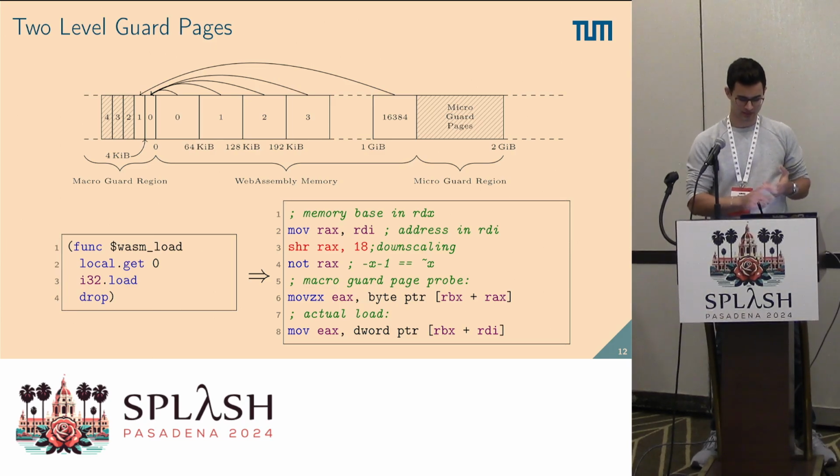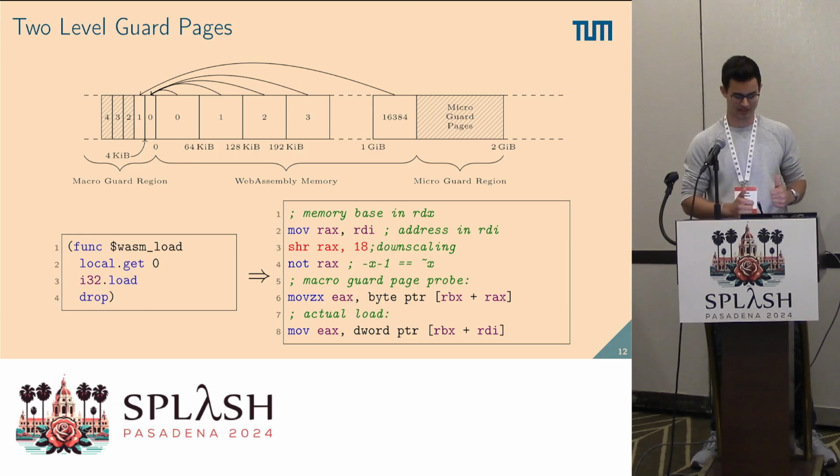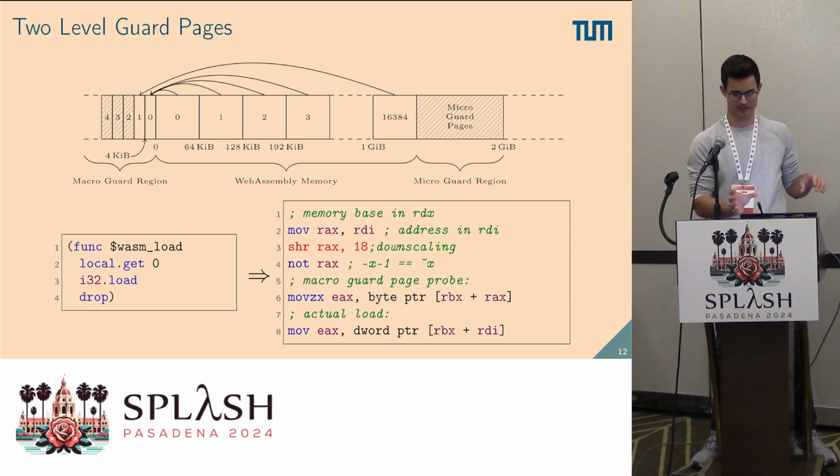So for the actual access in the assembly, we first get the address, then scale it down, do some more arithmetic with it. This is basically just to calculate the address of our macroguard page. Do an access to the macroguard page in line 6. We never look at the result, because we don't care about the result. We just care about, is the macroguard page protected or is it accessible? If it's accessible, perfect. We can continue with our further memory access, which is the actual load in line 8, which then just accesses the address. And in line 8, this performs again a bounds check against the microguard region, which serves the same purpose as we've seen for 32 bits.